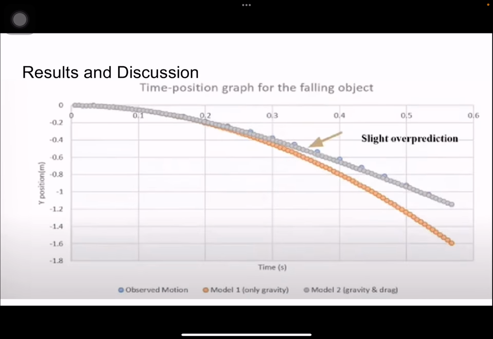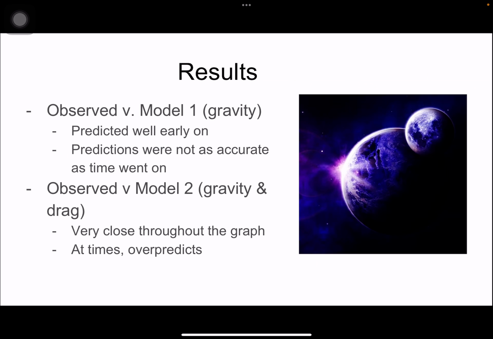Here are my results. So as you can see, model 1 was on target almost every part except for when it got a little towards 0.3, and then that's when it started losing its accuracy. But model 2 still had its accuracy throughout the entire thing. The only time it wasn't accurate is where it slightly over-predicted.